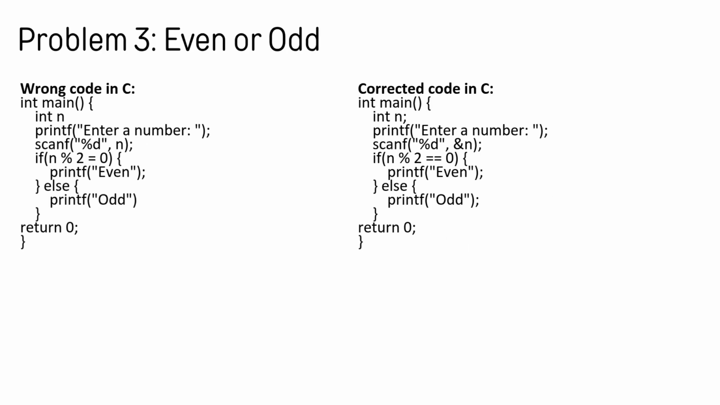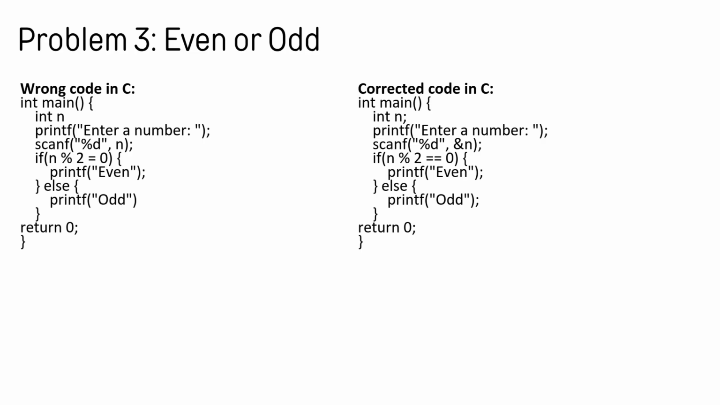Now go to the third problem. The problem's goal is to find whether a number is even or odd. At first, look at the code on the left side. You see that in the first line, that is int space, there is a missing semicolon, so it causes a syntax error. Let's correct it in the next program, which is shown on the right side of the screen.